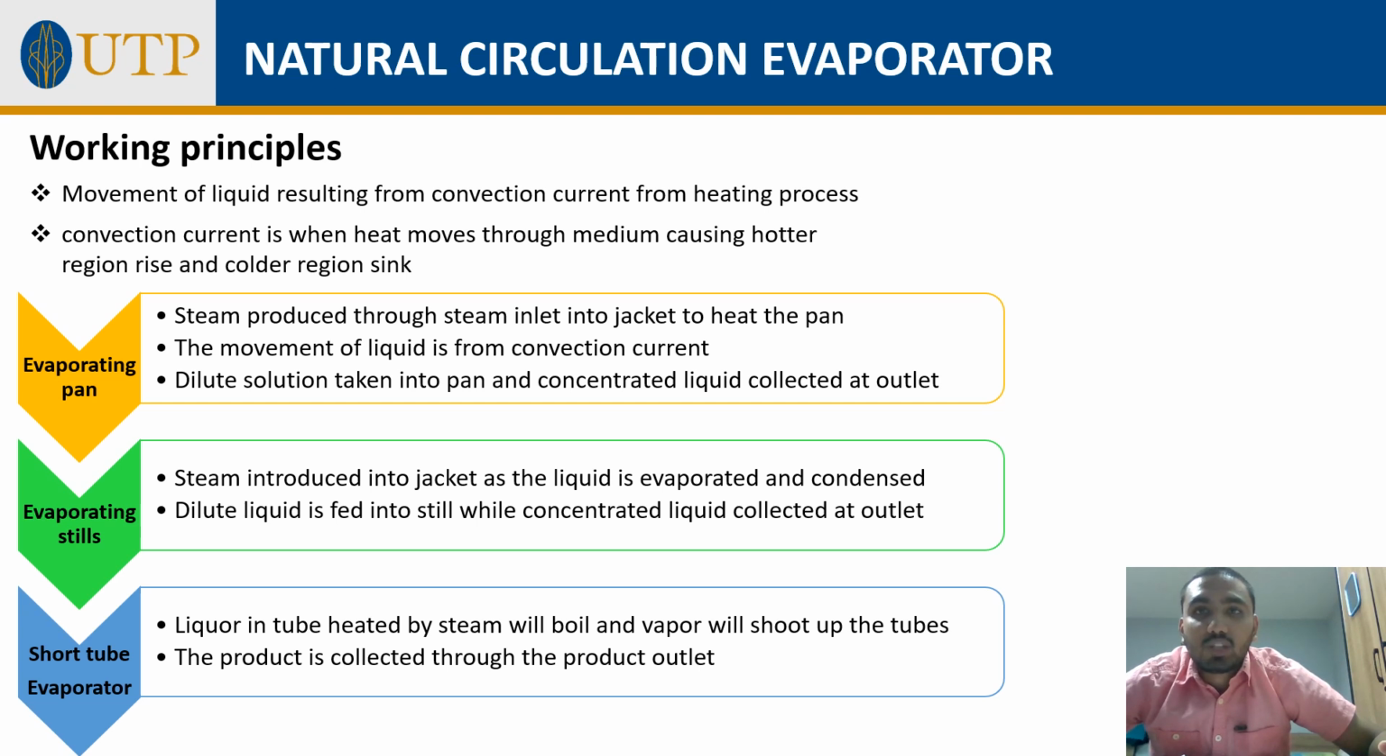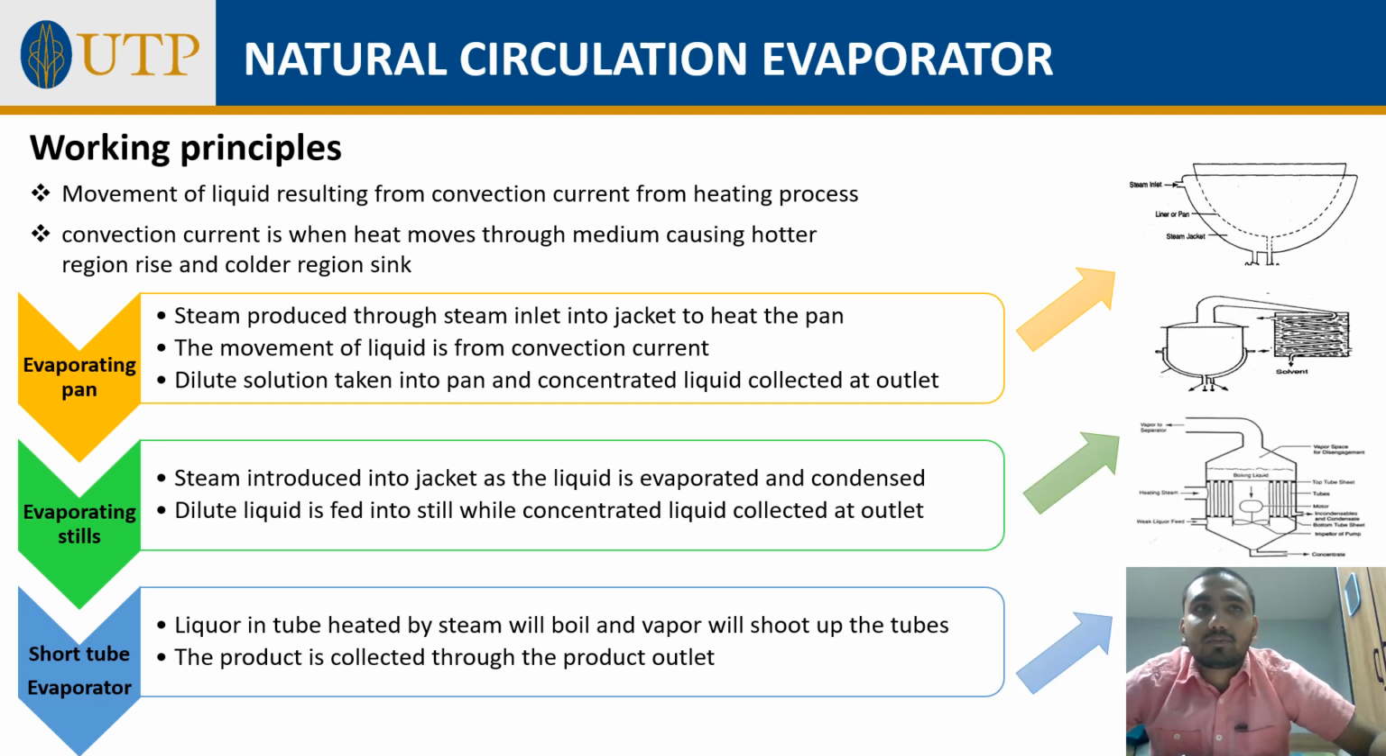Then the evaporator still is also a jacketed evaporating pan with a cylindrical cover. Both of these have the same working principle whereby dilute solution is placed, then the steam is inserted to heat the pan. Liquid moves from convection current from heating process and concentrated liquid is collected at the bottom. Short tube evaporator is a type of cylindrical vessel made up of an assembly called a calandria. The liquor is heated by steam and boils. The mixture will then shoot up the tubes. The product will be collected in the bottom. As you can see, these are the images of the evaporating pan, evaporating still, and short tube evaporator.